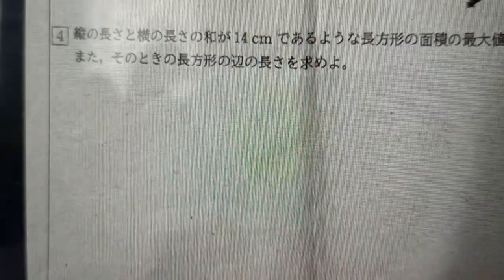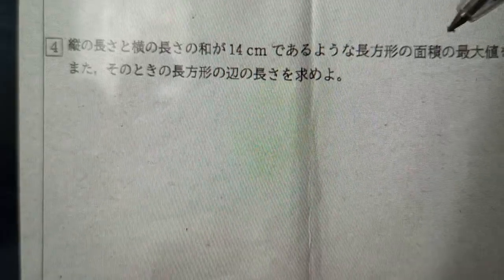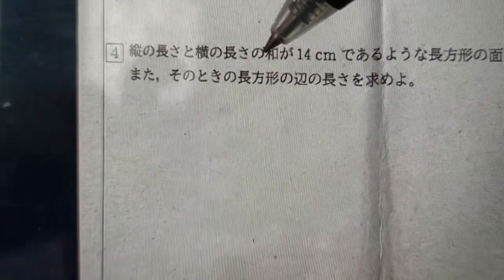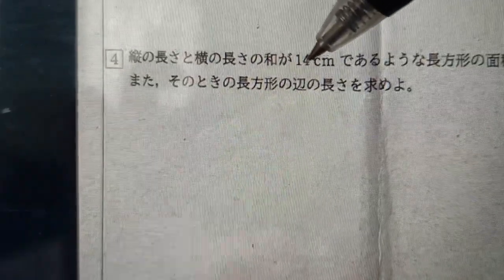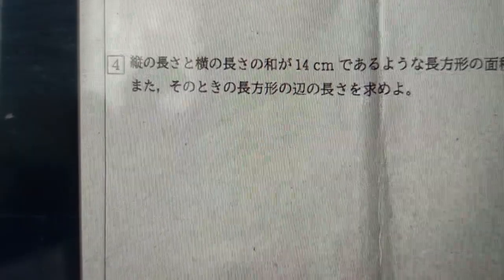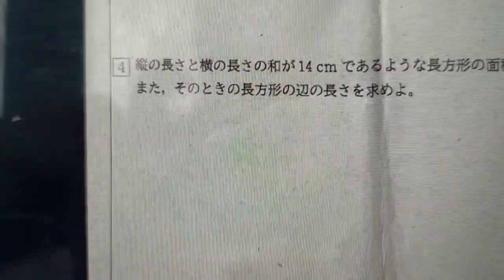So we have to menseki no saidaichi o mitomeyo. Let's find the maximum of the menseki, menseki means the area. Menseki, where is the menseki? Here. Mata, sono toki no chohoke no shu no nagasa o mitomeyo means the keliling, the perimeter. Okay.